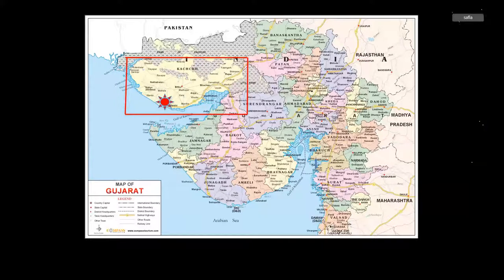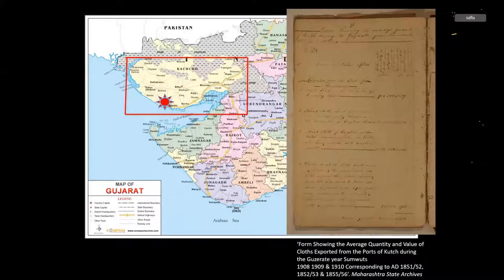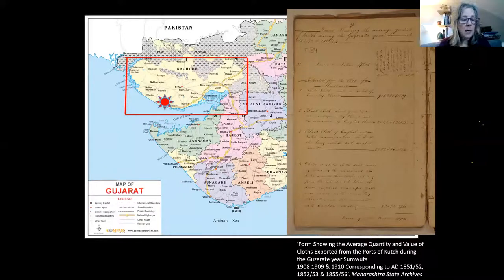Now, Chhaya kindly shared with me this unpublished export list of 1851 to 54 from Mandvi, which had information that was not available anywhere else. These export records, among other things, indicate that Eastern Africa continued to import both unbleached and bleached cottons, even in the face of strong industrial competition from the US and the UK, and in fact, in significant quantities.